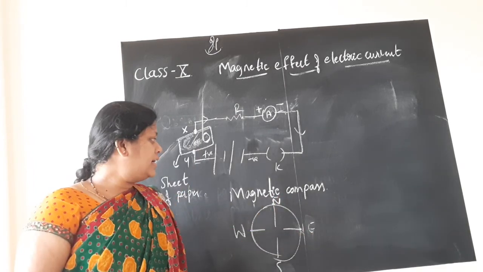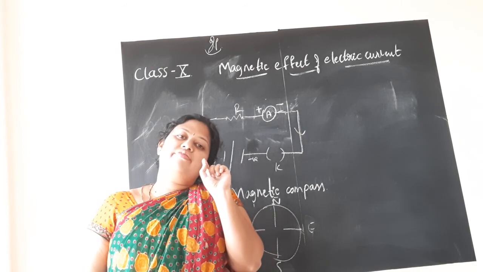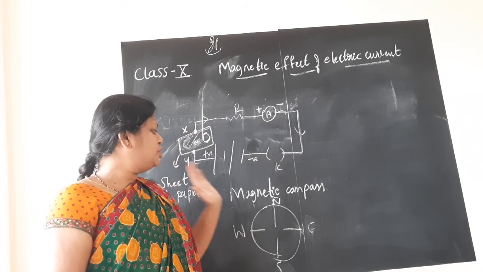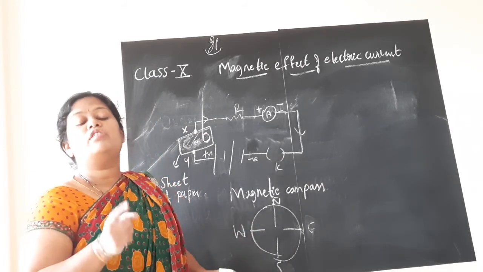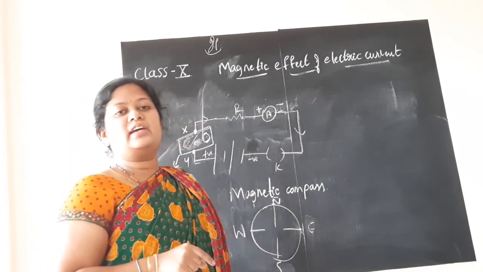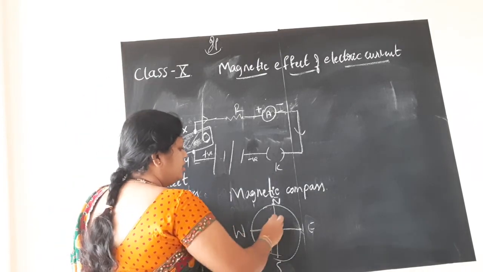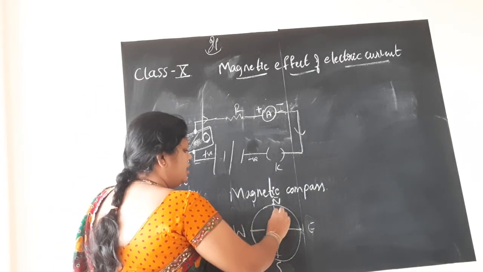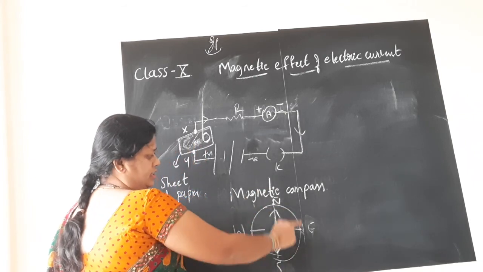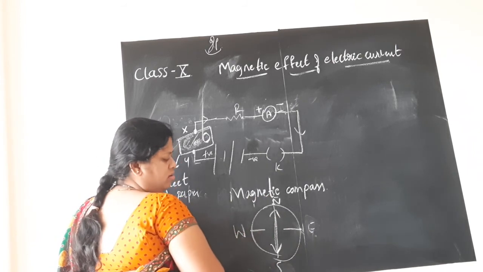The magnetic compass is a device which consists of a tiny magnet inside it, and it will always show the direction of north and south pole. If I have already shown you this magnetic compass in the lab, children, then it means I have explained this concept to you, if you remember. So if I consider this as the magnetic compass, this is north pole, south pole, where east, west, north, south, you know all this.